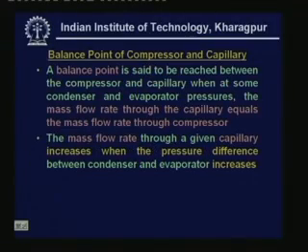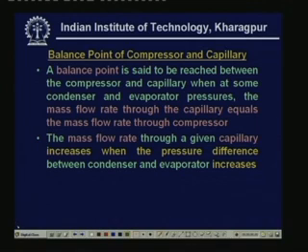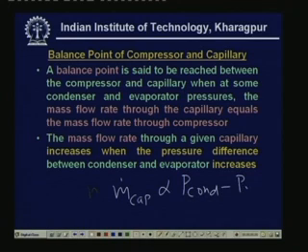So basically, for selection of a capillary, a matching between capillary and compressor is important. When you say that compressor and capillary are balanced, that means the flow rate through the capillary is equal to the flow rate through the compressor. Now the mass flow rate through a given capillary increases when the pressure difference between condenser and evaporator increases. That means m dot cp, the mass flow rate through the capillary, is always proportional to P condenser minus P evaporator. As this difference increases, the mass flow rate through the capillary increases.